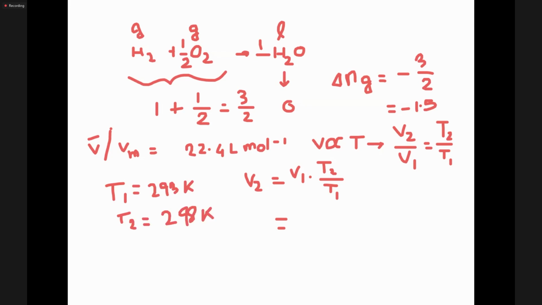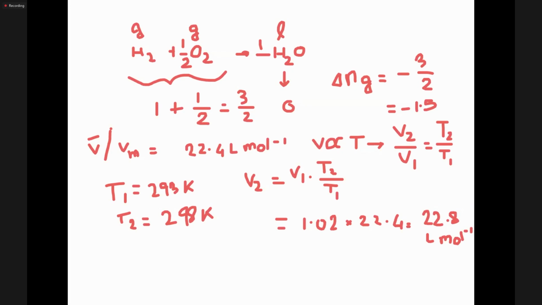So if we put these values in this equation, we will have 298 divided by 293 is 1.017, or approximately 1.02, which will be multiplied by 22.4 liter per mole. Eventually, it will yield around 22.8 liter of volume per mole. So V2 is 22.8 liter per mole.